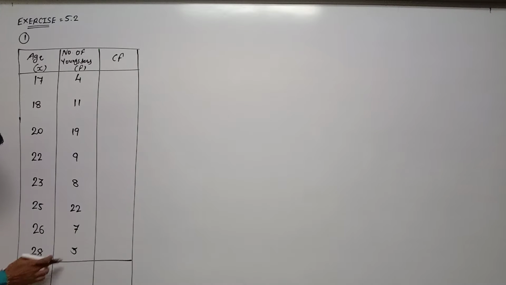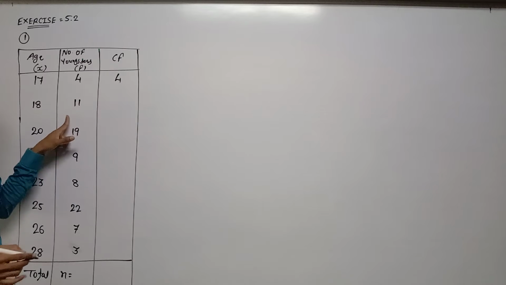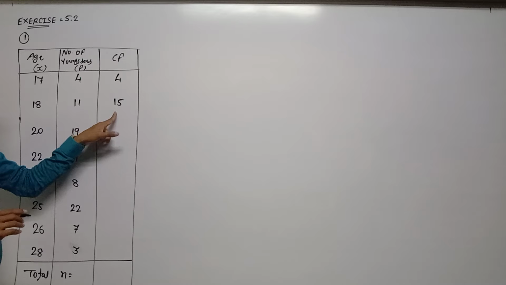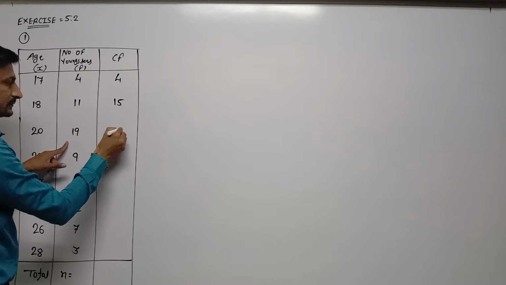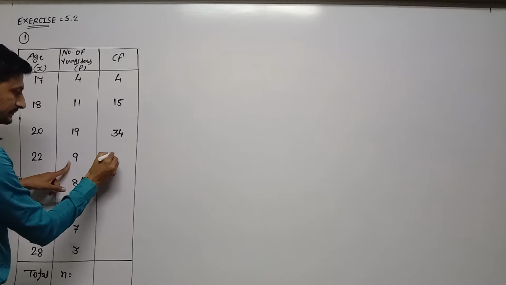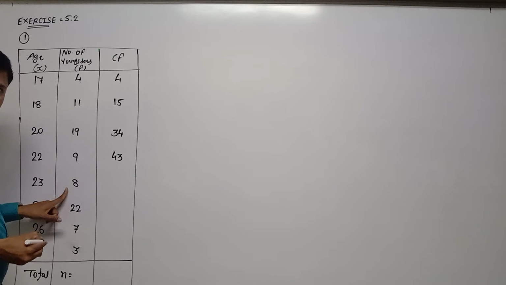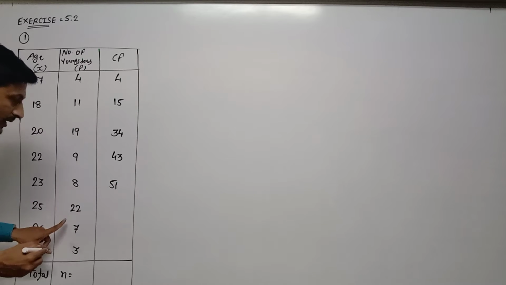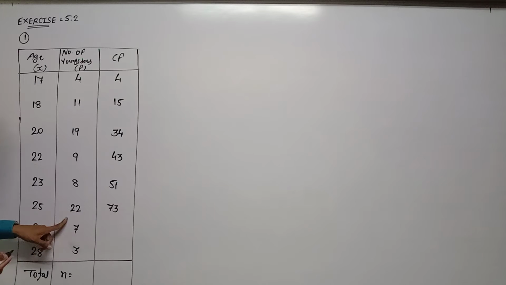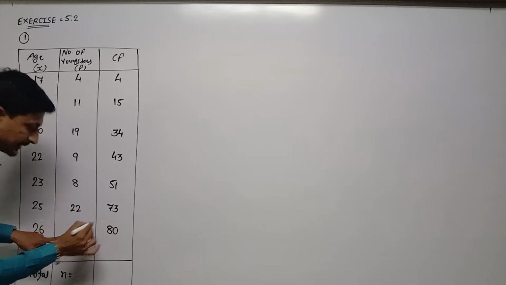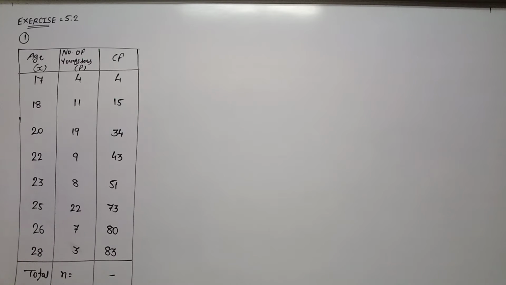Okay, now next, find out the total. First 4, 4 plus 11, 15, 15 plus 19, 34, plus 9, 43, plus 8, 51, plus 22, 73, plus 7, 80, plus 3, 83. Okay, check it, total 83.